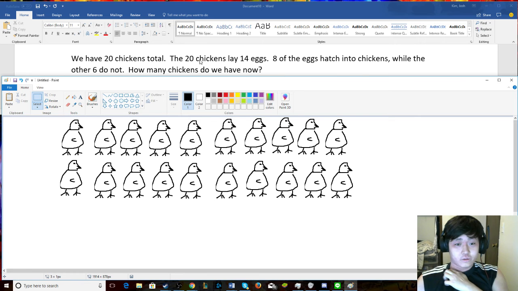Alright, so now the 20 chickens lay 14 eggs. So we'll go ahead and, that's not an egg, that'll be an egg. Actually, it'll be smaller considering how big our chickens are. So that'll be our egg. Alright.